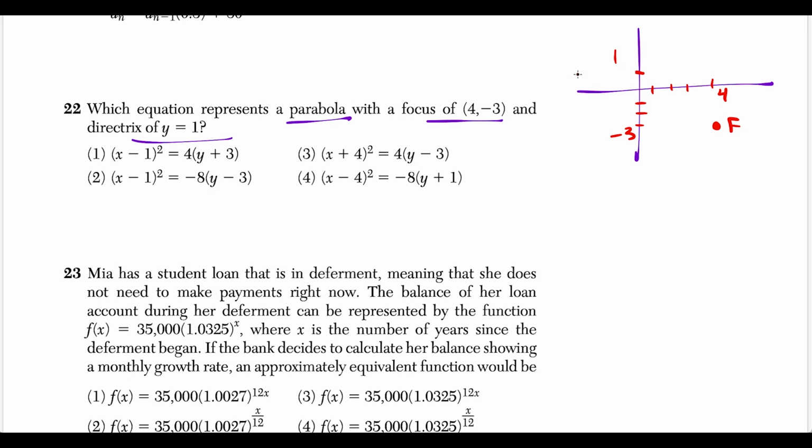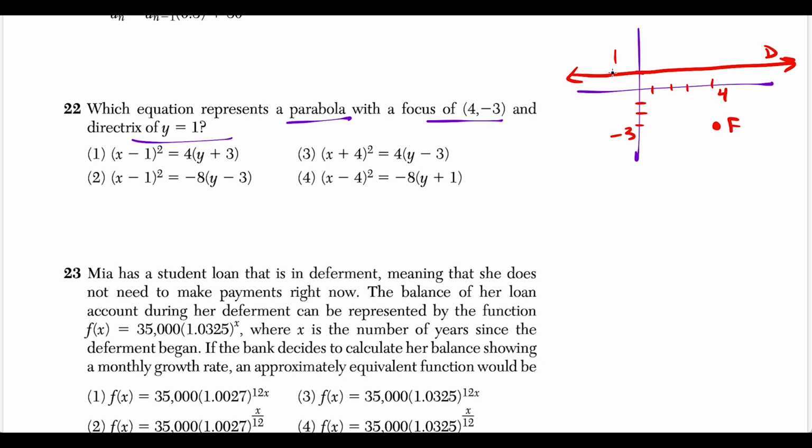So I'm just going to draw a horizontal line like this, and this represents our directrix. So this is the line for the directrix. Now when I want to actually start graphing, the parabola is the set of points that are the same distance away from this focus and this directrix.